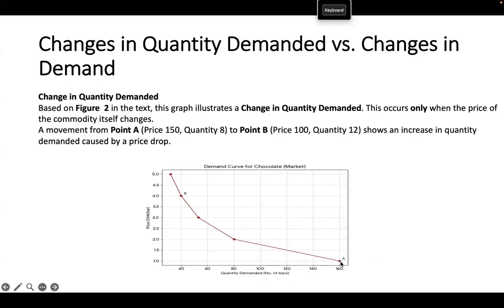The quantity demanded was 160. So when the price increased to 300 Ghana cedis, the quantity demanded fell to 50 units. So you can say that there's a movement along the demand curve. So this shows that an increase in quantity demanded is caused by the price drop. So we are saying that when you talk about changes in quantity demanded, it is the movement along the demand curve.